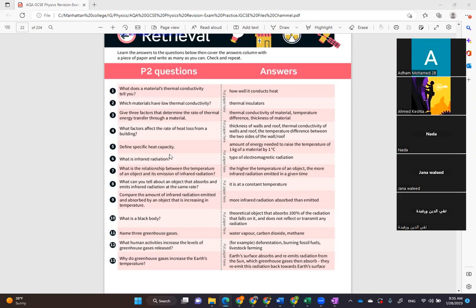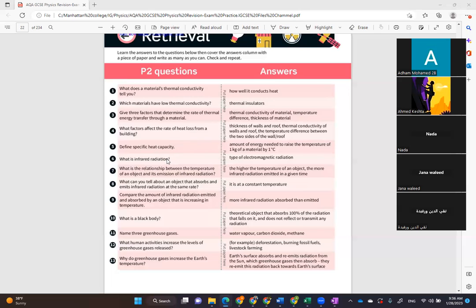Which materials have low thermal conductivity? The thermal insulators. Give 3 factors that determine the rate of thermal energy transfer through a material: thermal conductivity, change in temperature, and thickness of the material. What factors affect the rate of heat loss from a building? Thickness, thermal conductivity, and change of temperature. Define specific heat capacity. We already did this. What is infrared radiation?